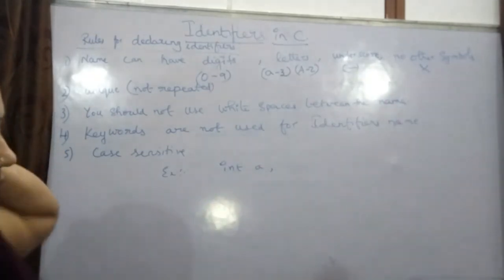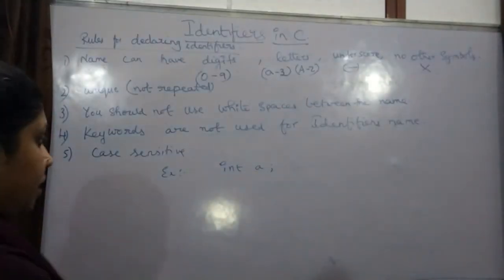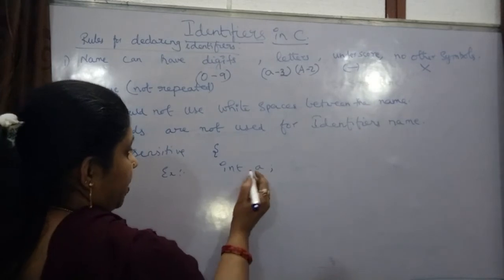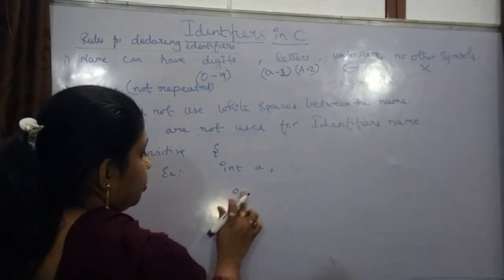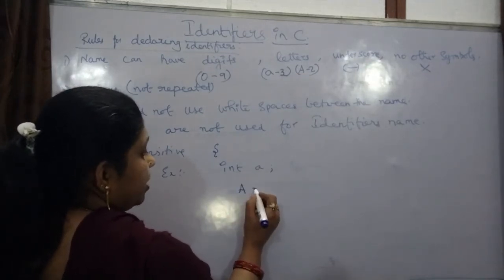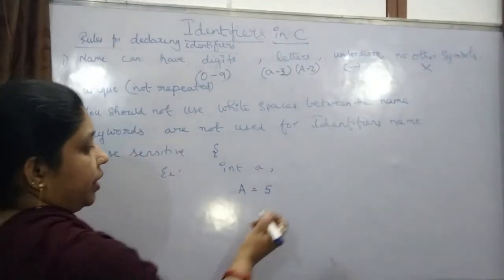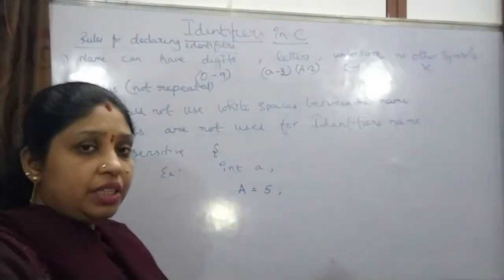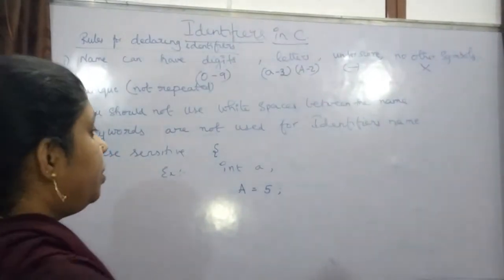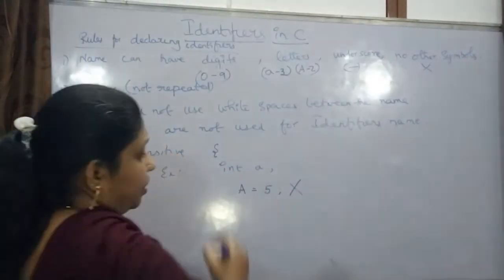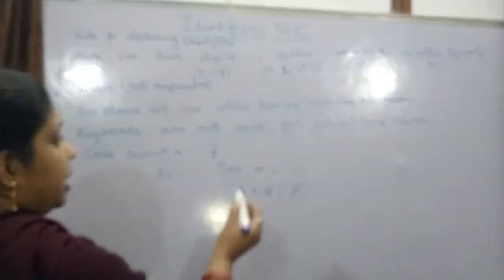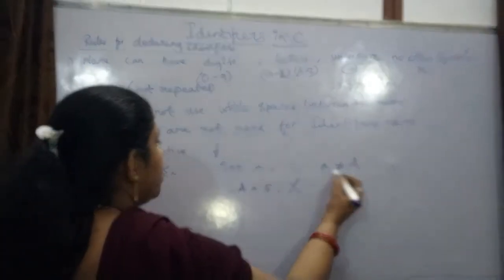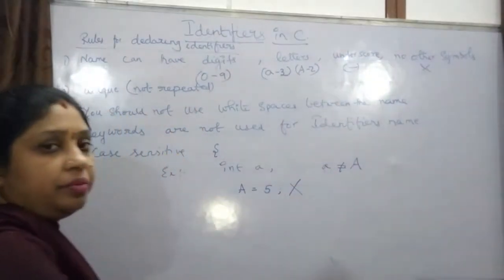Now in the program, suppose I have declared a variable a, and I want to assign some value to it. If I give it like this, will you think it works? No, it will not work. It's not going to work because small a is not equal to capital A.